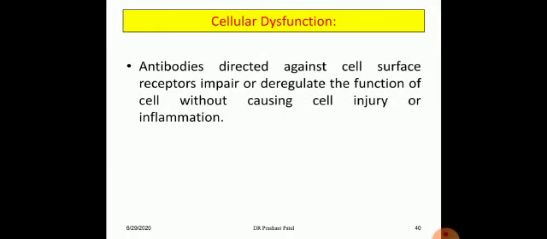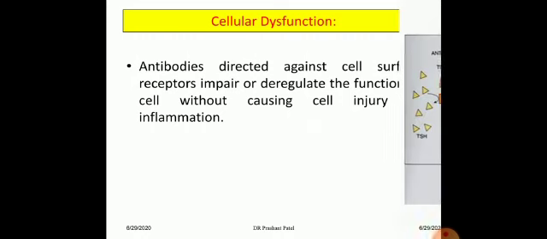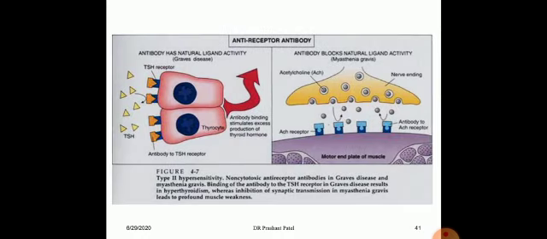The third mechanism is cellular dysfunction. Here antibodies directed against cell surface receptors impair or dysregulate the function of cells without causing cell injury or inflammation. Here the normal function of the particular cells is hampered and it induces a hypersensitivity reaction. This diagram shows cellular dysfunction in the case of thyrotoxicosis and in myasthenia gravis.